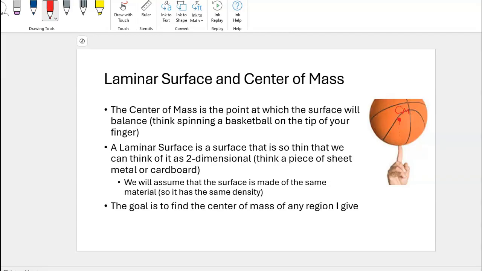What we're also going to assume today is that that surface is made of the same material, so it has the same density all the time. That will simplify things for us. Now our goal is to find the center of mass of any region that I give you. And we're going to show you how to do that.